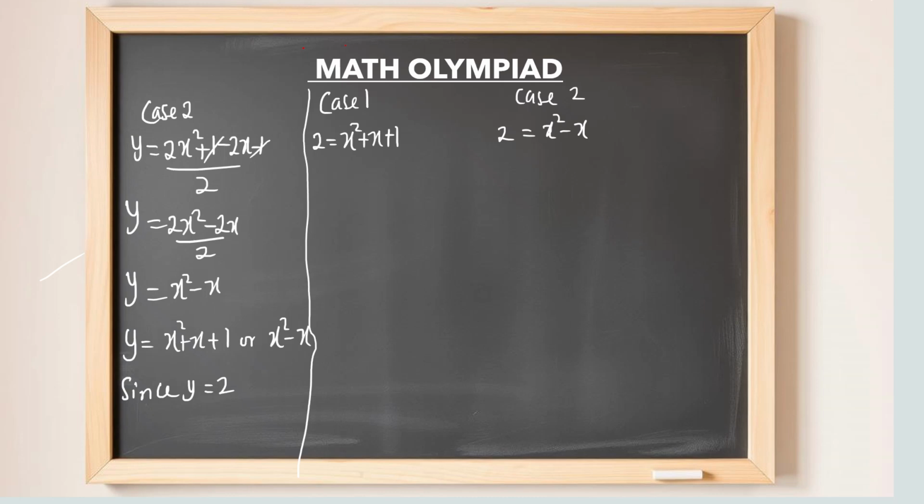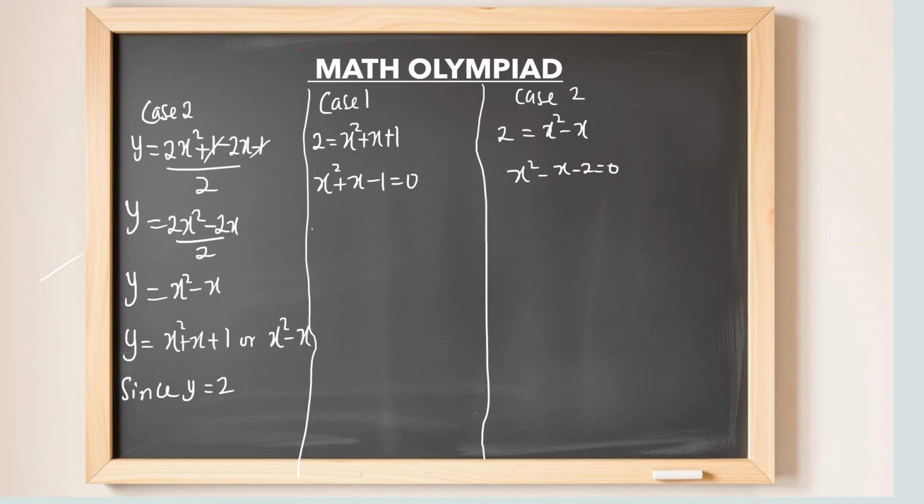So solving further, we can rewrite case 1 as x squared plus x minus 1 equals 0, and case 2 as x squared minus x minus 2 equals 0. Now, solving quadratically, I'm going to use the quadratic formula to solve each.